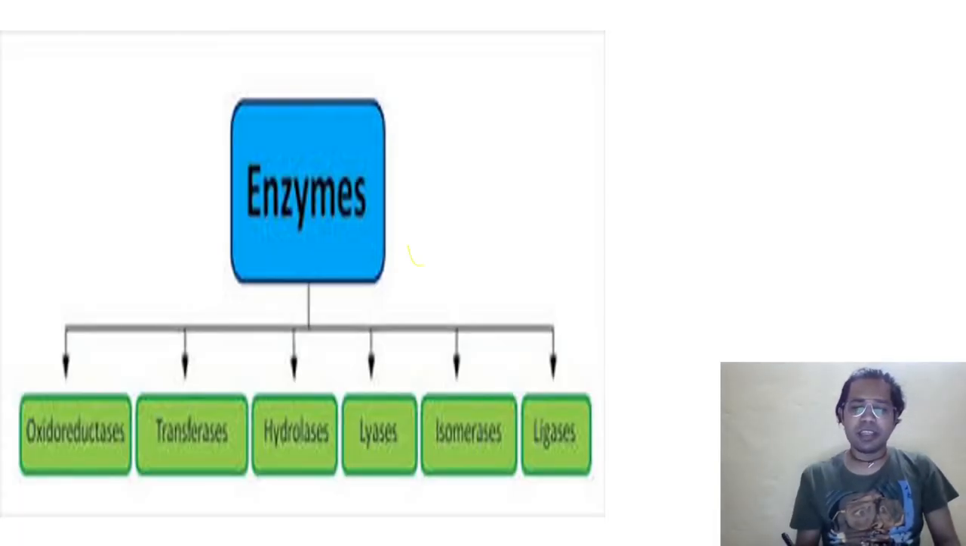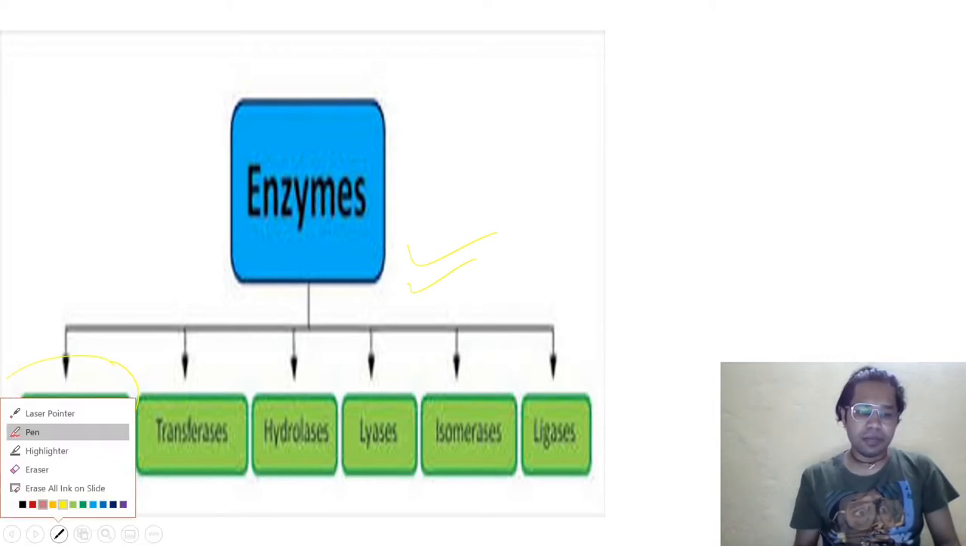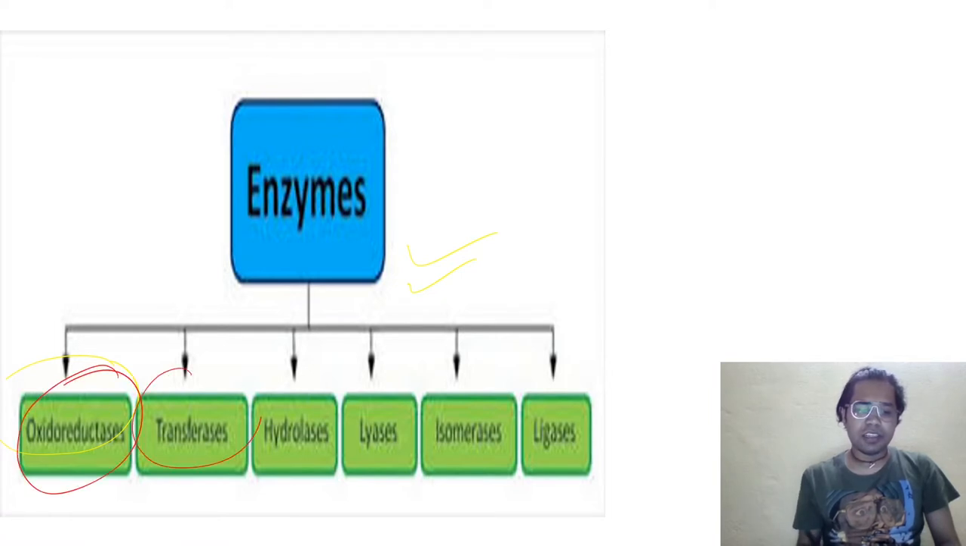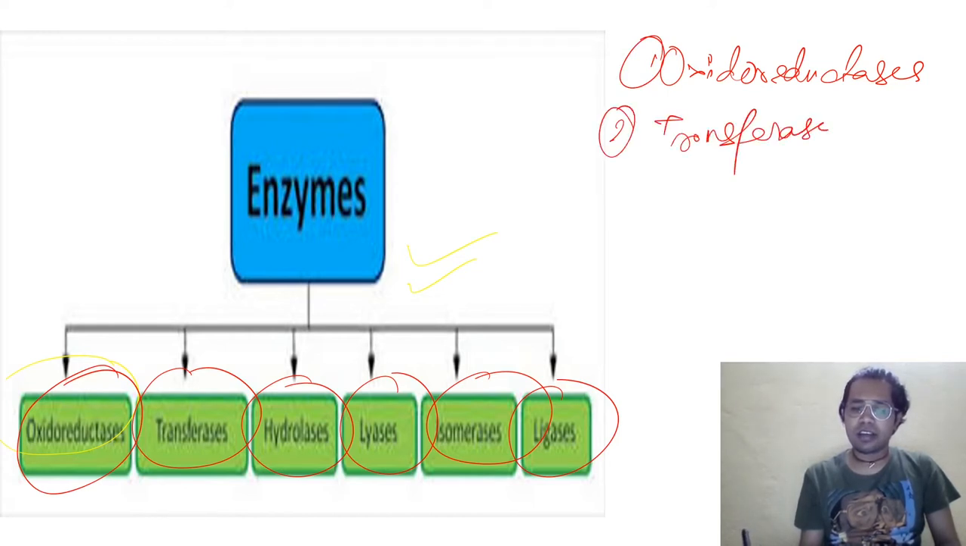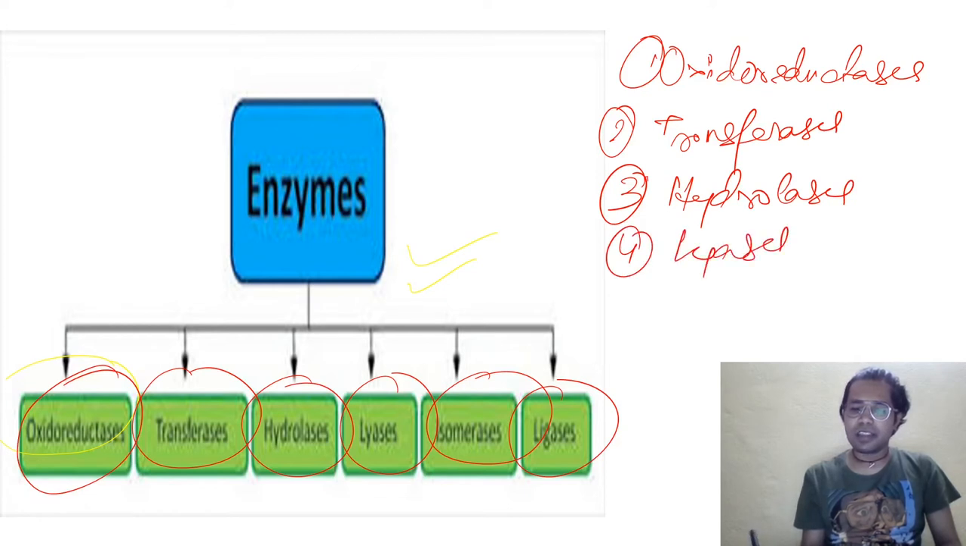So see, enzymes are classified into oxidoreductase. Let me change my color of the pen. Oxidoreductase, transferase, hydrolases, lyase, isomerase and ligases. Let's write it down here. Pehle kya hai? Oxidoreductases. Fine. Number 2, transferases. Number 3, hydrolases. Number 4, lyases. Number 5, isomerases, and number 6 is ligases.